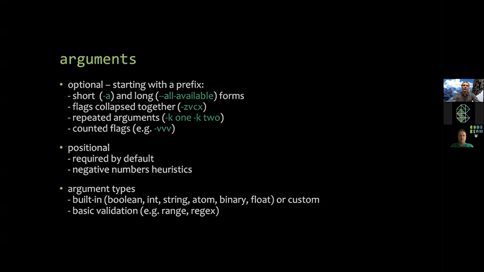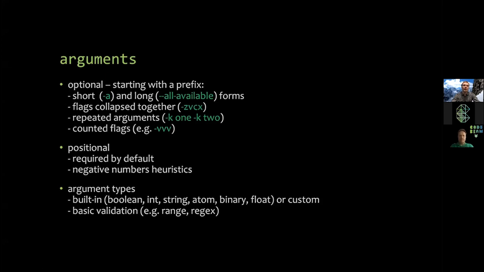Boolean flags can be collapsed together. You remember those rm -rf, or maybe tar -xvzf. Argparse can do just that. It can also count flags, say, to increase debug logging verbosity. It also handles repeated arguments. It supports override and depend modes. And there are also some heuristics to guess negative numbers from an option that also follow Python conventions.